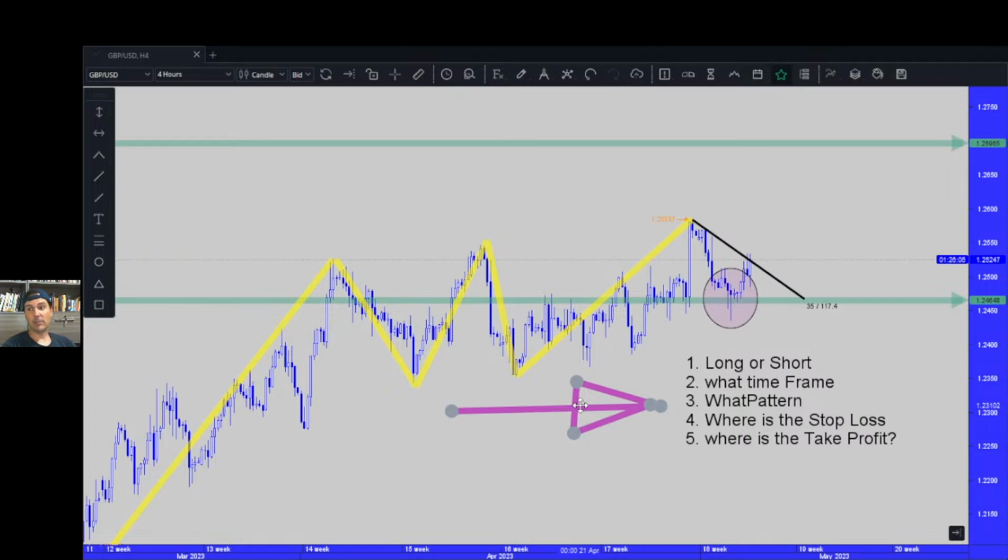Is the direction going to make me the money? Is the time frame going to make me the money? Is the pattern going to make me the money? Is the stop loss level going to make me the money? Or is the take profit going to make me the money? Dancy says stop loss makes the money. Anybody else?